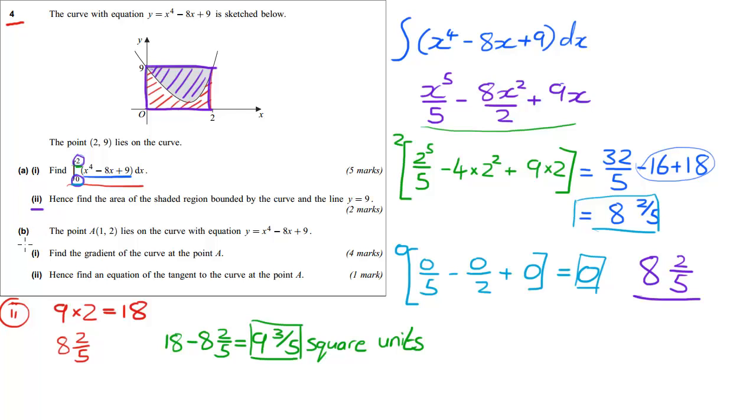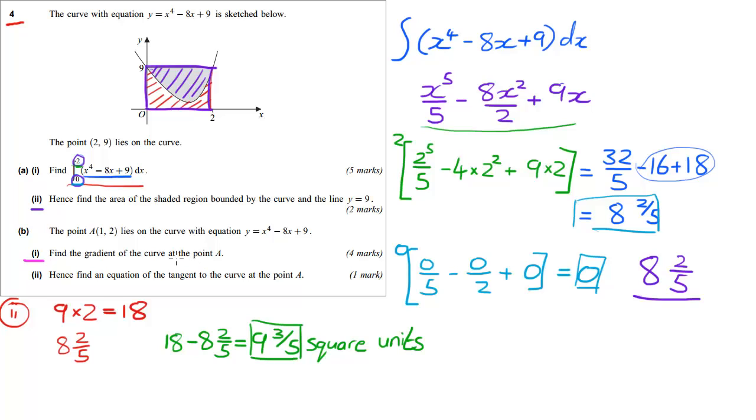So let's move on to B. The point A (1, 2) lies on the curve. So this same curve that we have here, this curve that comes down and through there, has a point (1, 2) on it. So it wants us to find the gradient of the curve.